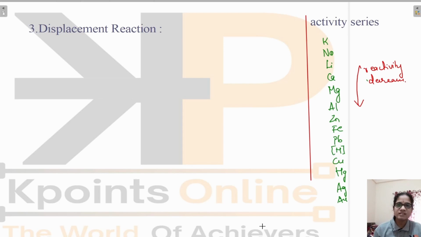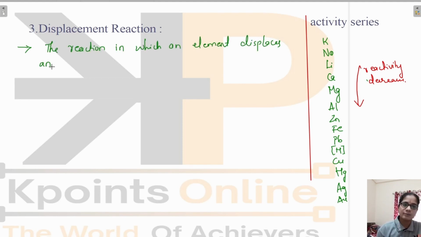Okay, so now let us discuss displacement reaction. The reaction in which an element displaces another element from its compound is called a displacement reaction. The word itself indicates displacing from its compound.